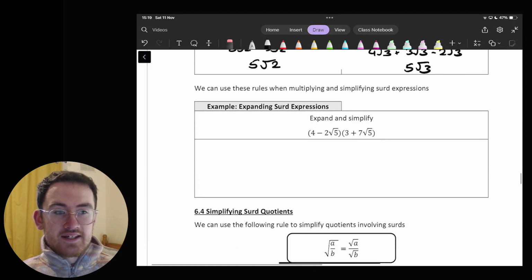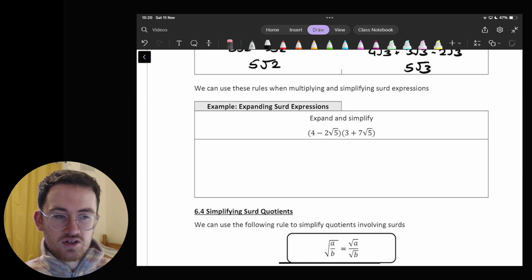When we're expanding surd equations, or surd expressions here, same thing kind of factors in, okay? The only extra part is just to be aware that when we have to simplify these surd expressions, we can use these ideas that we've been coming across.